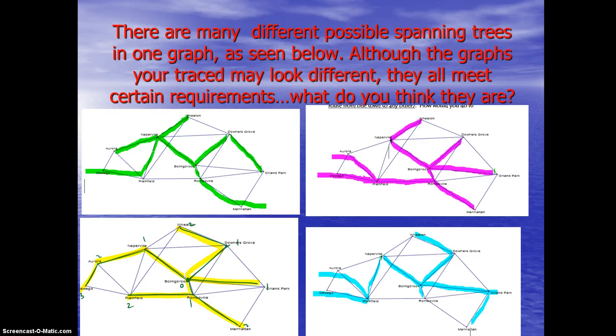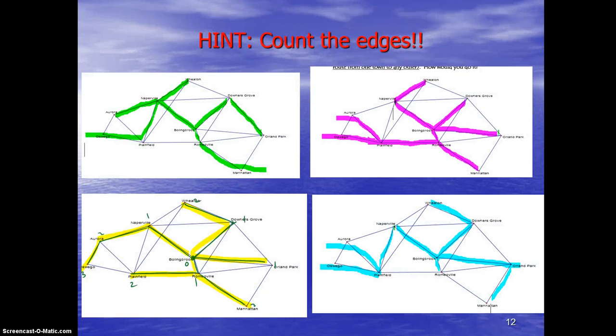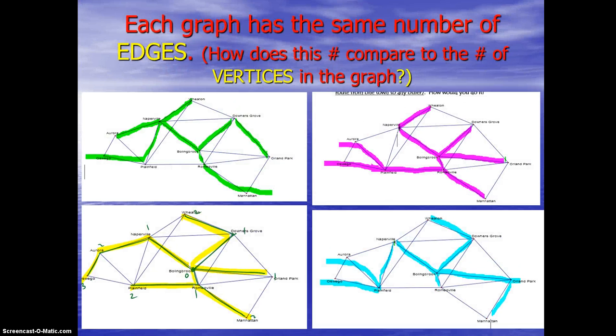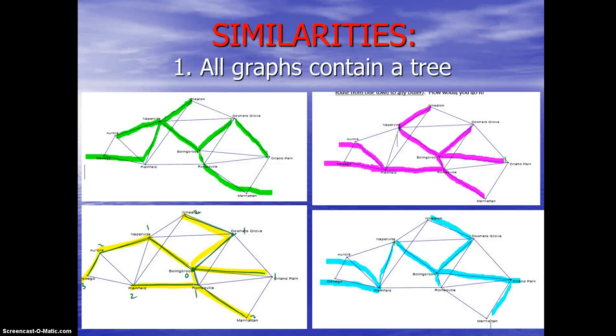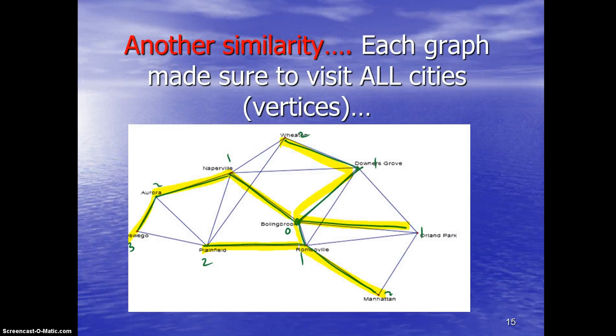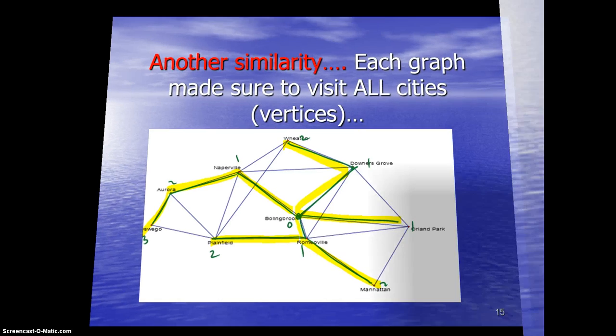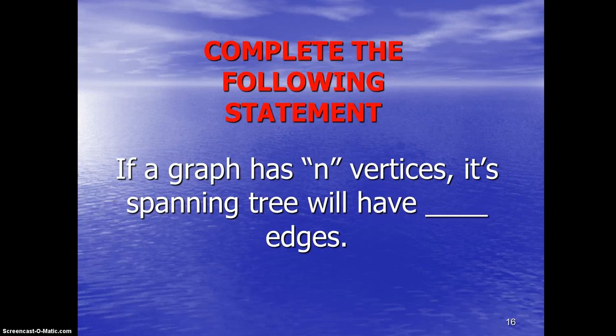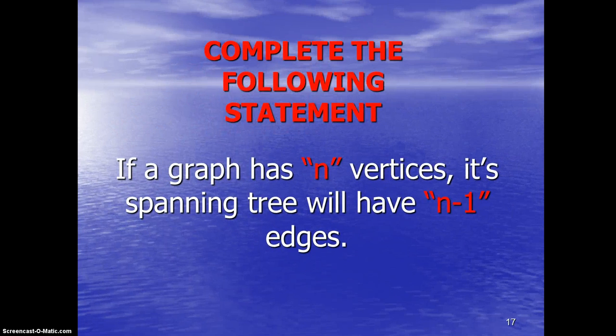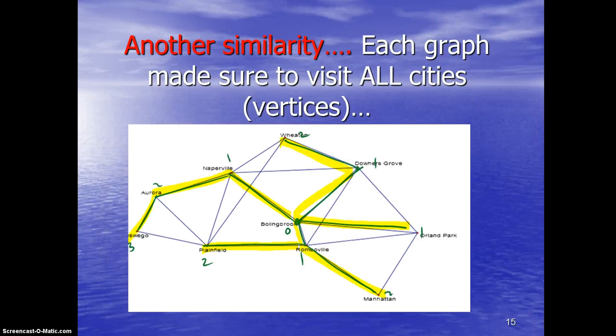On this one screen, I wanted to show you all possible different routes. Now the green, pink, yellow, and blue all have something in common. Count how many roads each person chose to plow. You'll notice that each graph plowed the same amount of roads. So our similarities were that all graphs contain a tree, and all graphs make it to all of the cities. If a graph has n vertices, the spanning tree will have n minus 1 edges. So in this problem, there were 10 towns, so we will have to plow 9 roads.